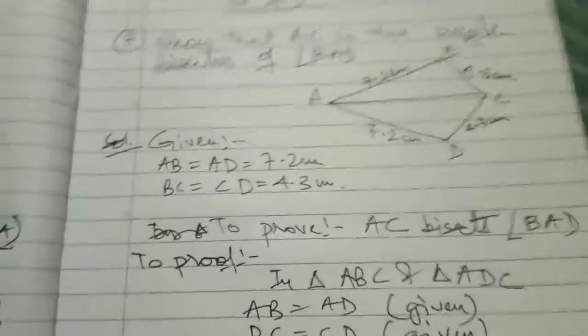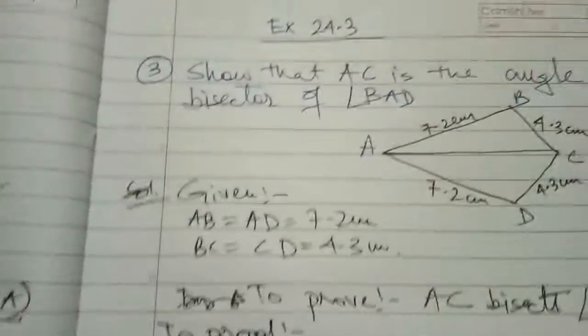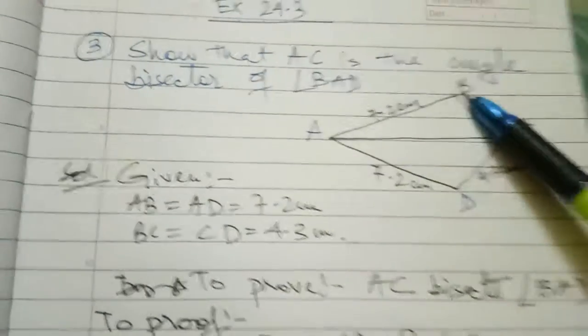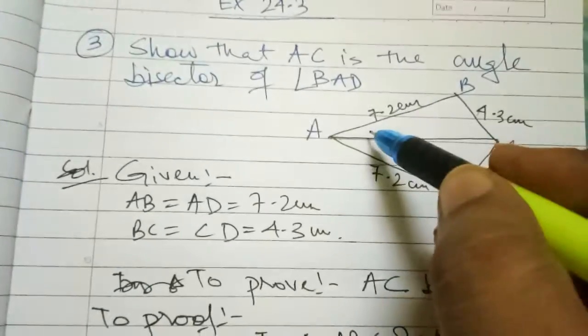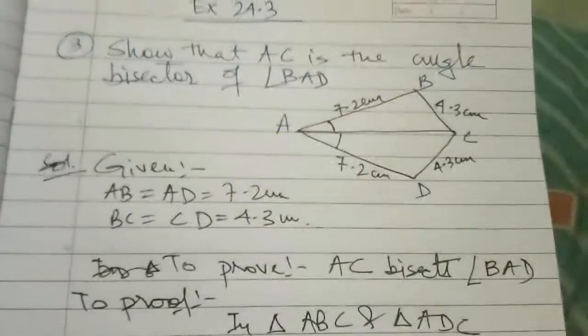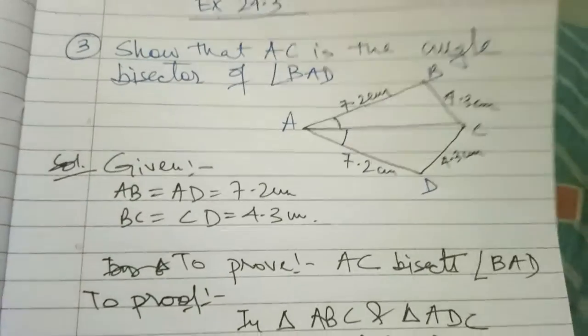Now we are coming to one exercise question. See what is the exercise question given over here. Show that AC is the angle bisector of angle BAD. This angle and this angle are equal, meaning bisector. Bisector means we know that both the angles will be equal.